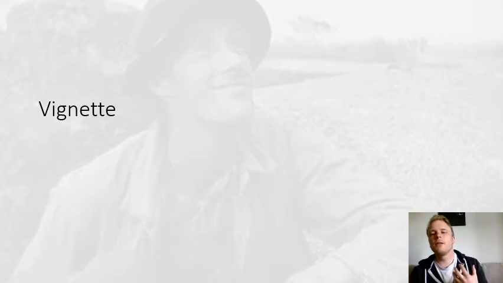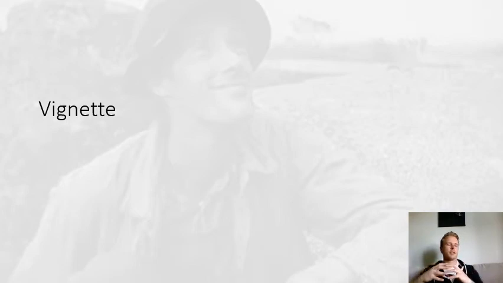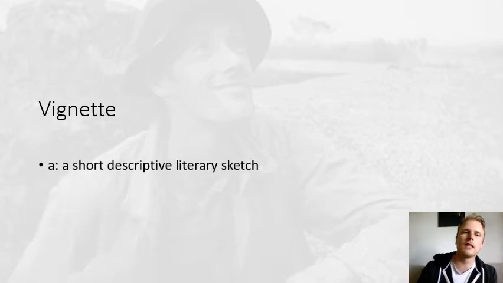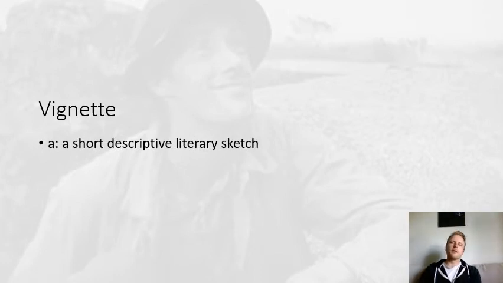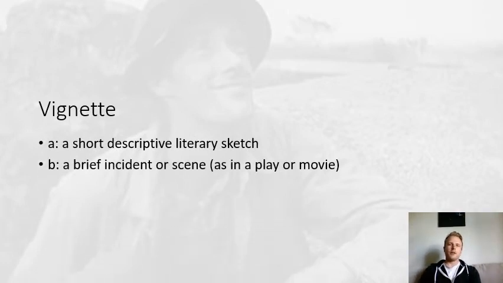Okay, so with a vignette, basically it's a far shorter little incident that happens within a narrative. It's not necessarily developed in the same detail. It's these little bits put together. So if you look at a definition, it's a short descriptive literary sketch, or a brief incident or scene, as in a play or a movie, short, but with a purpose to it still.